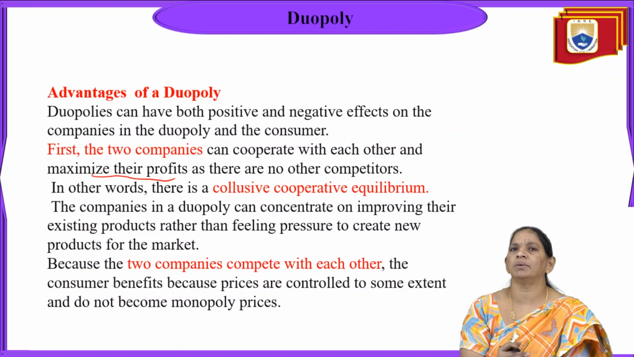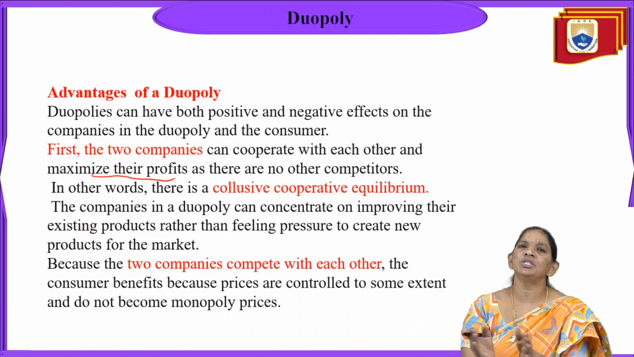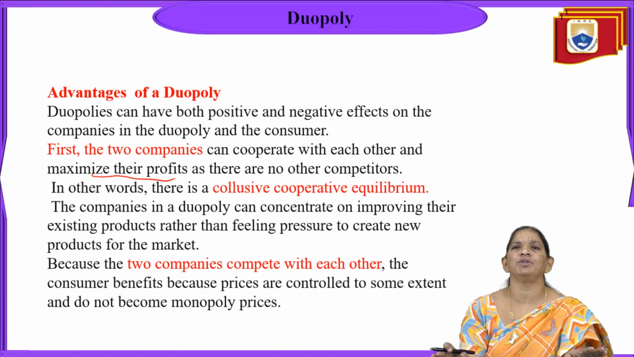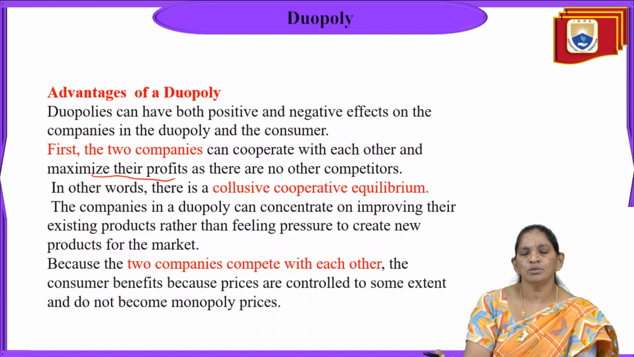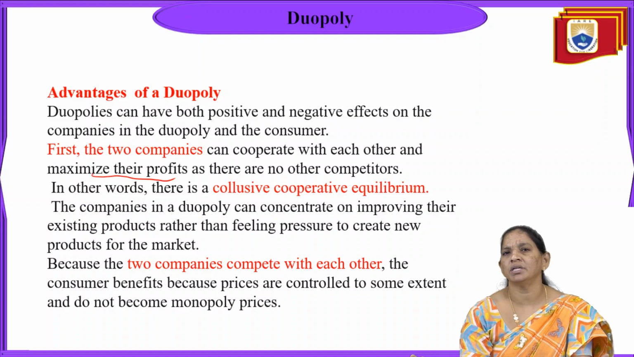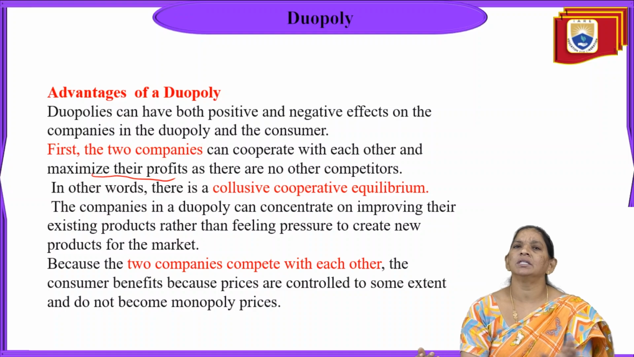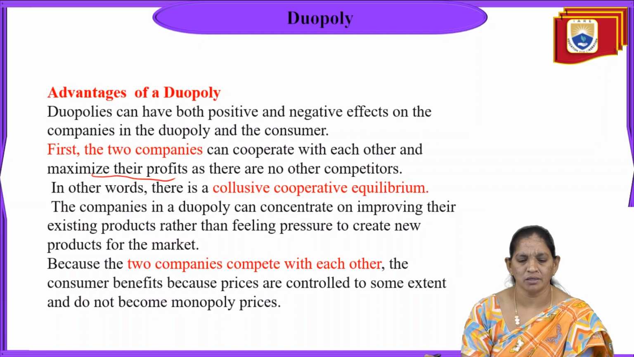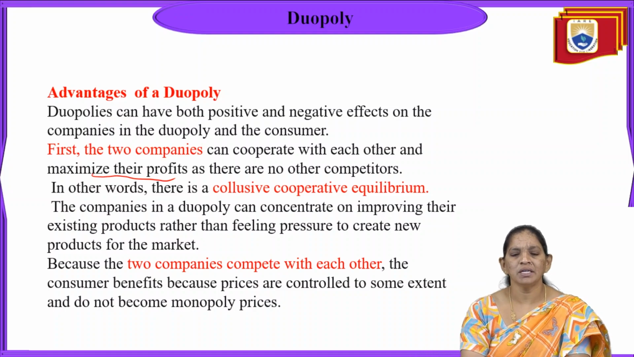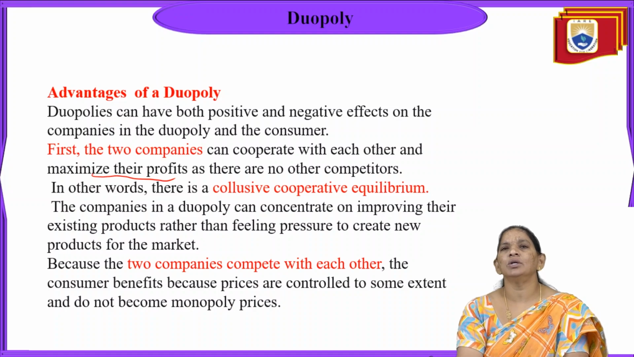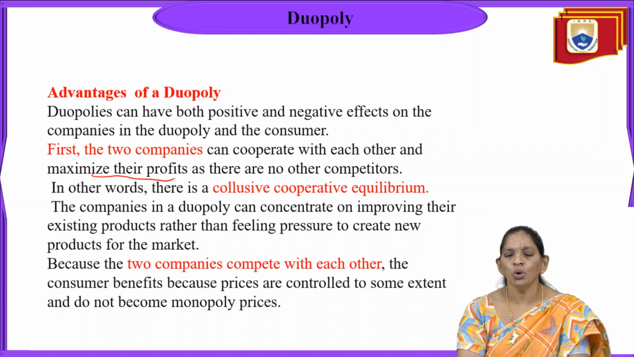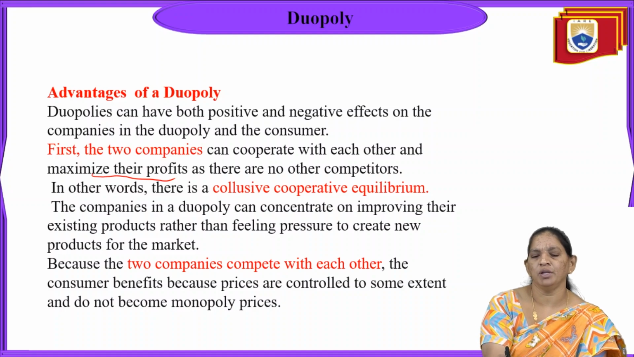So for want of market equilibrium, these two companies may share 50-50% of the market. So that is the first advantage, where the two companies collaboratively want to capture the market. And next, another advantage is that the duopoly will have a collusive, cooperative equilibrium.